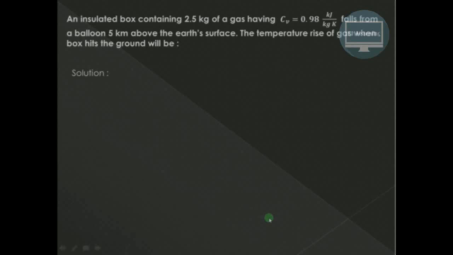Now we know that by virtue of this particular height, the energy that is contained is the potential energy, which is nothing but mgh. So mass is 2.5 kg of the gas, gravitational acceleration is 9.81, and height is 5 kilometers, that is nothing but 5,000 meters. Now when that particular box hits the ground, the entire potential energy will get converted to the heat energy.